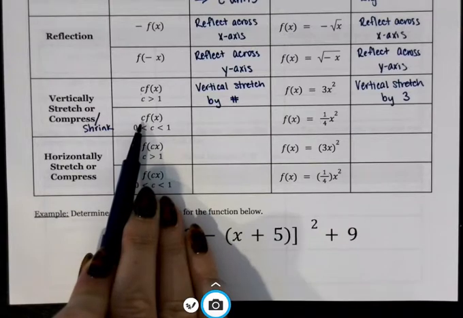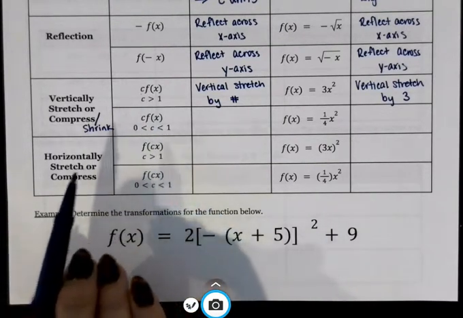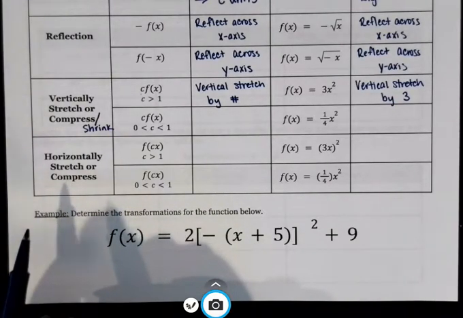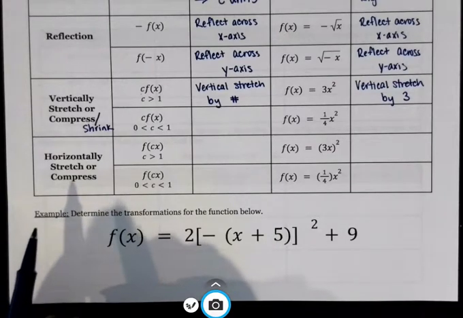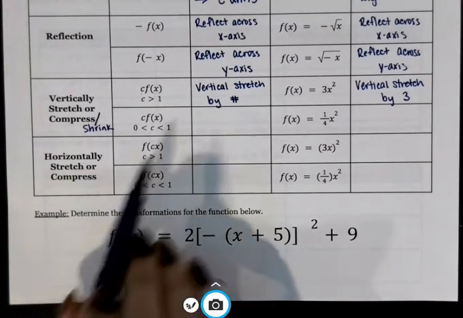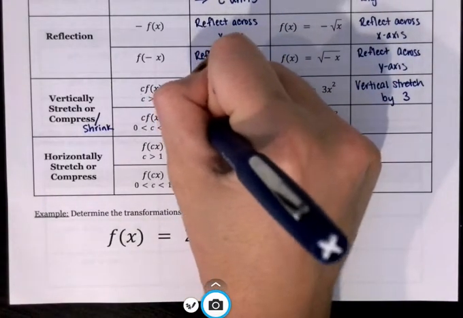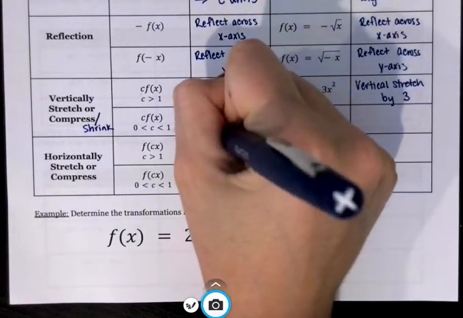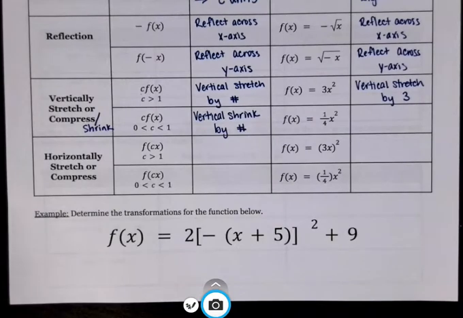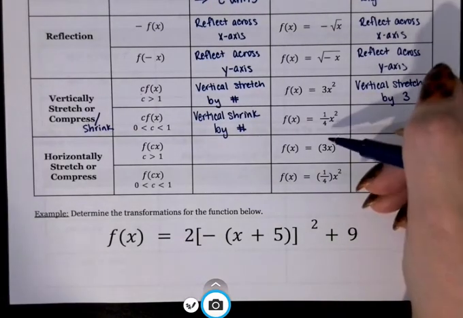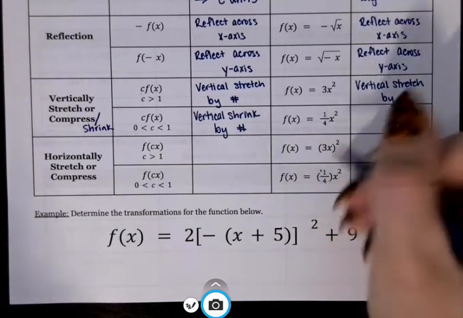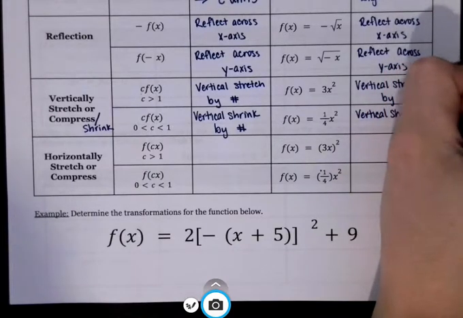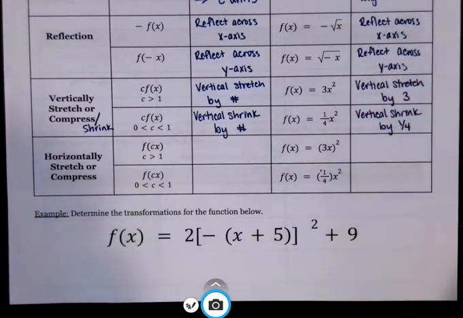If the number out in front that's being multiplied is between 0 and 1, so we want to think decimals, 0.5, 0.25, 0.8, or fractions in between there. So 1/2, 1/3, 1/4, 2/5, 2/3. So in between 0 and 1, we have a vertical shrink or a vertical compression. So for this example, my 1/4 is out in front, and so I have a vertical shrink by 1/4.